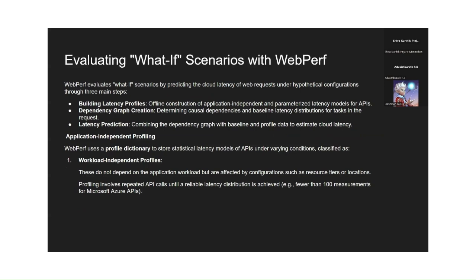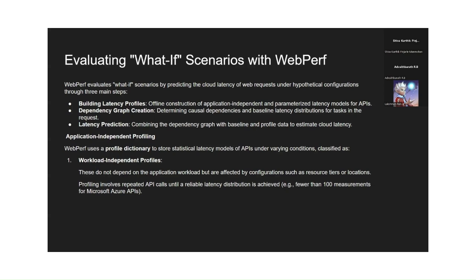First, it builds a latency profile by testing API performance under different conditions, for example, resource tier or location. Second, it creates a dependency graph to map how tasks are connected and identifies their baseline latency. And finally, it combines this information to estimate the total latency.